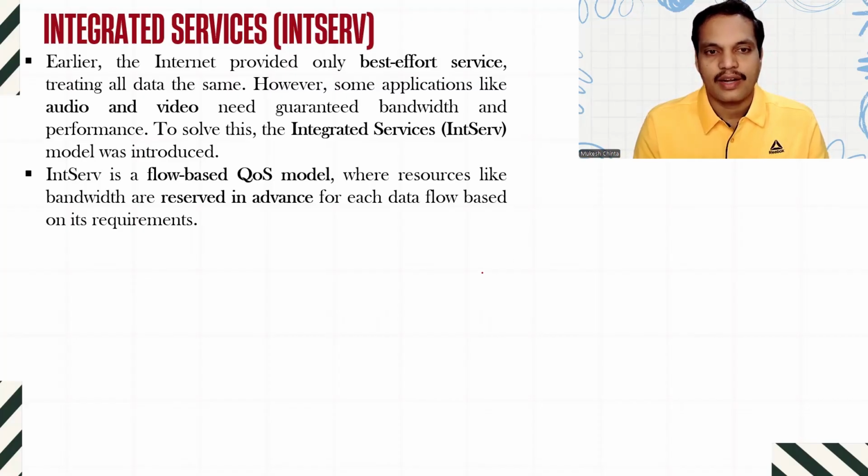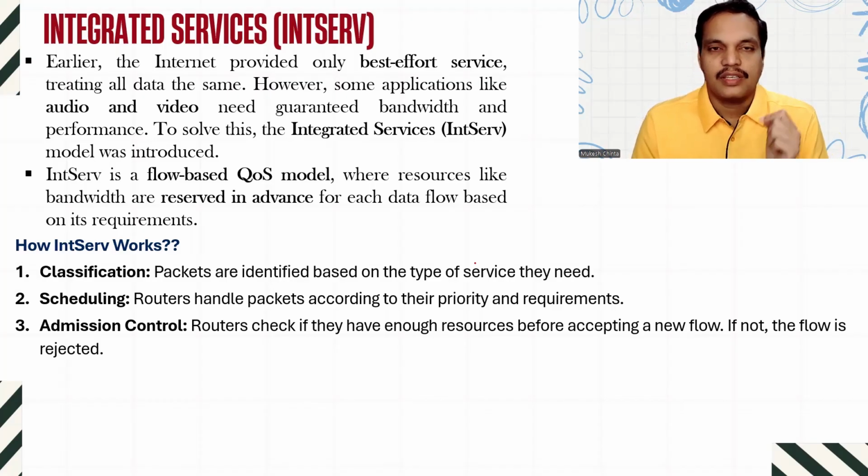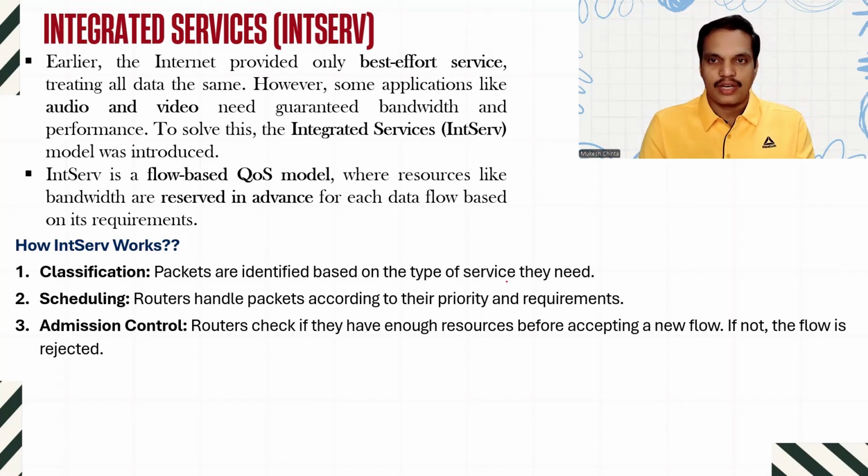Now we have to understand how it works. What is this flow-based kind of QoS technique? It works in three ways. The first one is classification. Here the packets are identified based on the type of service they need. Next comes scheduling. Once you do that, the routers handle packets according to their priority and requirements. The third one is admission control. The routers check if they have enough resources before accepting a new flow. If not, then the flow is rejected.